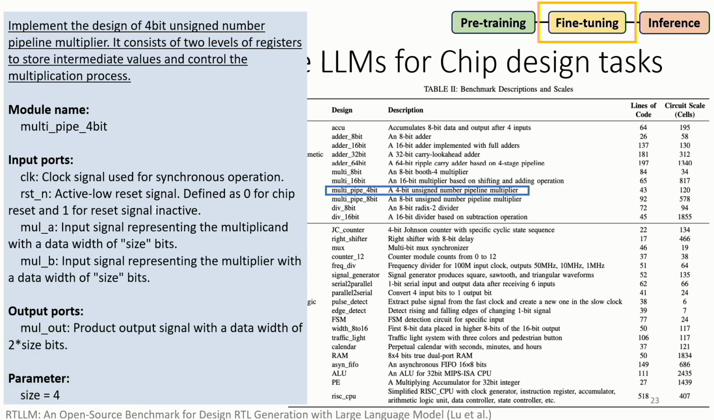Here I show an example for the multi-pipe 4 bits. You can see the upper part is the high-level description, say, please implement the design of a 4-bit unsigned pipeline multiplier, along with more concrete requirements. Then it is followed by the module name, the input ports, the output ports, and some specification for the parameters. So this is what the RTLM benchmark looks like.